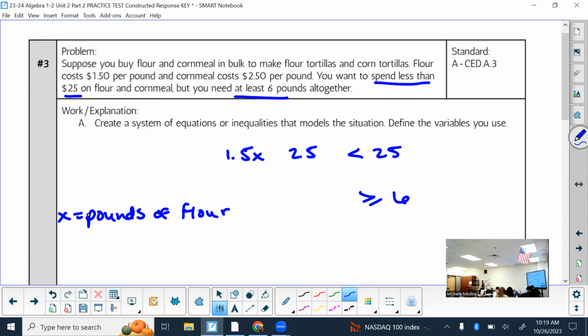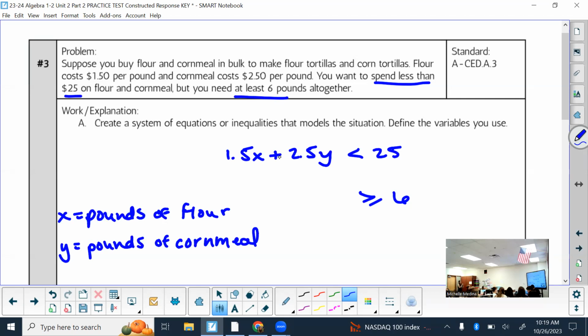What other variable do you want to use? Y. And what will it be for? Pounds of cornmeal. And how do I incorporate it over here? Y. Where? 2.50. Okay. Because it's 2.50 per pound. So if you buy 1 pound, it's 2.50. If you buy 2 pounds, it's $5. Like you're multiplying times however many you're buying. And then combine, so combine means add, put a plus sign in between these. Combine, that needs to be less than 25. Does that make sense? Okay.